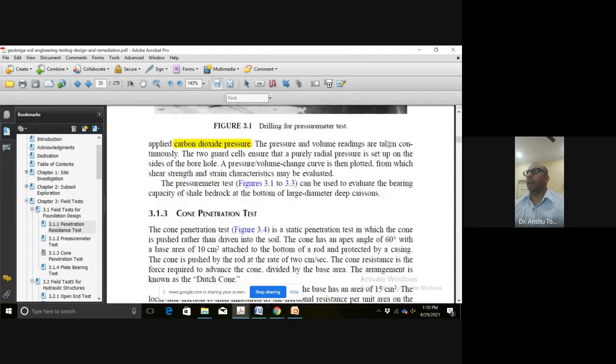The pressure and volume readings are taken continuously. So whatever pressure is required for an inflated cell, that will directly give a characterization. It is plotted, from which shear strength and strain characteristics can be obtained.